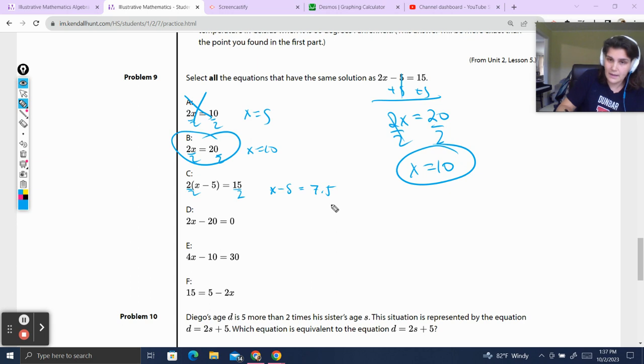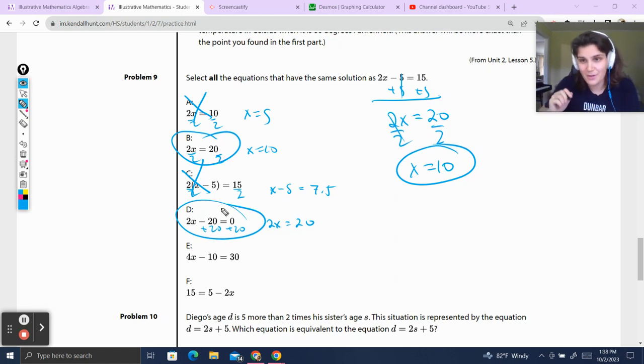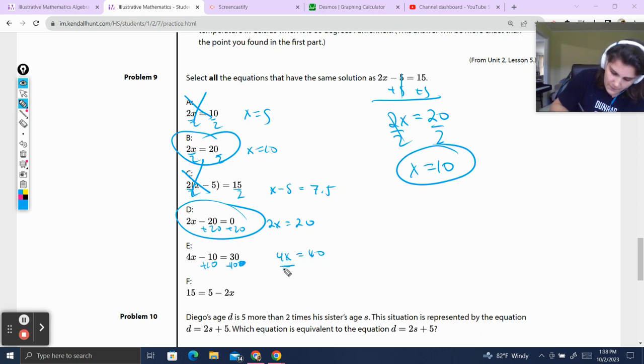I know when I add 5 to both sides, I'm going to get a decimal. That's not going to be 10. I'm going to add 20 to both sides first. I got 2x is equal to 20. He matches that guy. We don't need to do anything else. Work smart, not hard. We're going to add 10 to both sides. Oops, that's 100. We're going to get 4x is equal to 40. We divide by 4, we divide by 4. x is equal to 10. We are good to go.